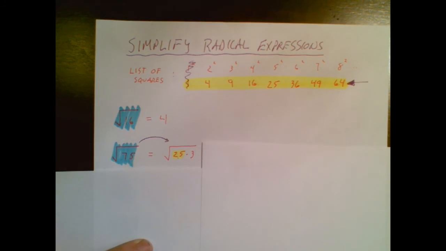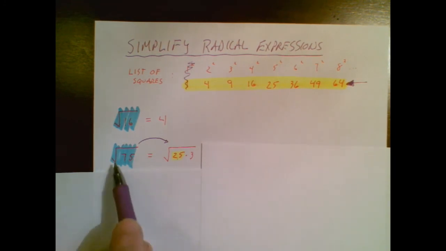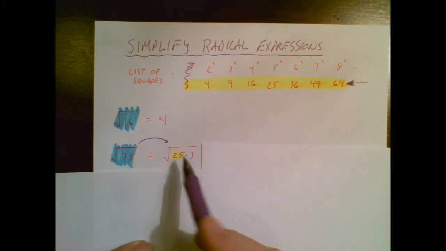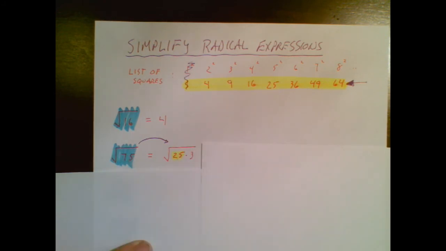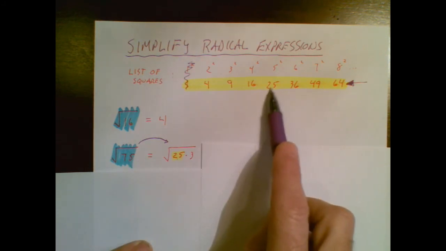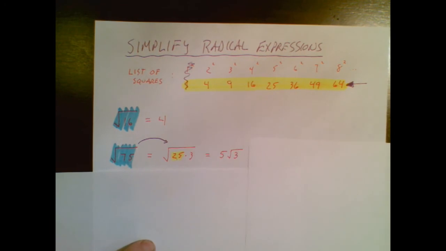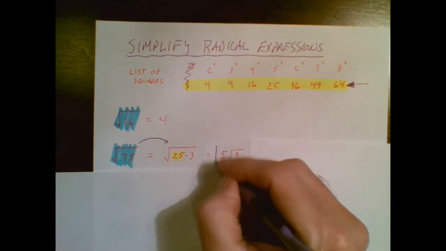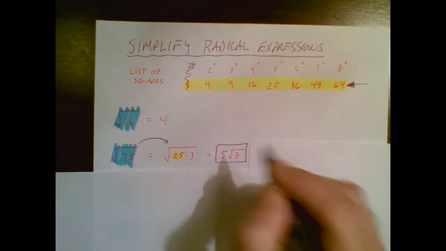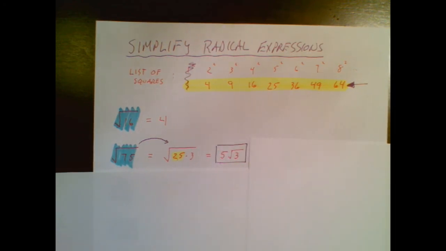If you don't like that explanation, think about it this way. Inside this square root is a 75. So 25 times 3 is 75. This is just a different way to write 75. So I've changed this into this by finding the perfect square that'll divide into there. And then from there, I call it 5 square roots of 3, and that's going to be my final answer. That's the reduced or simplified radical expression.